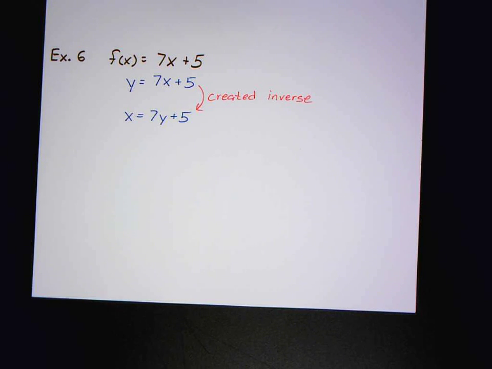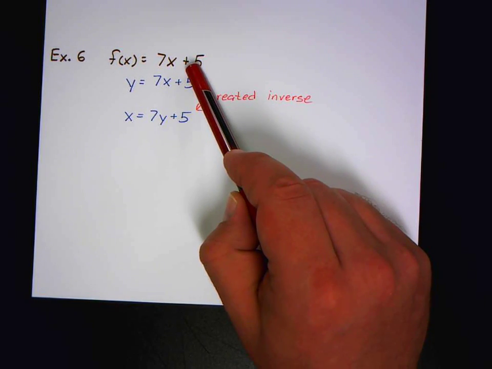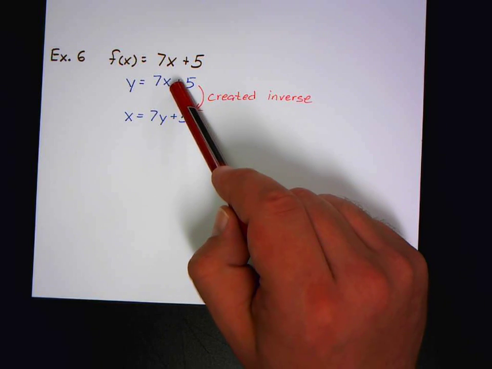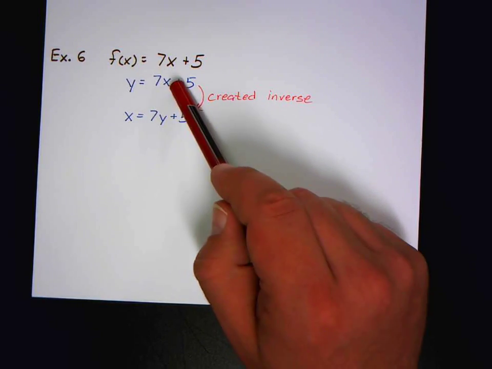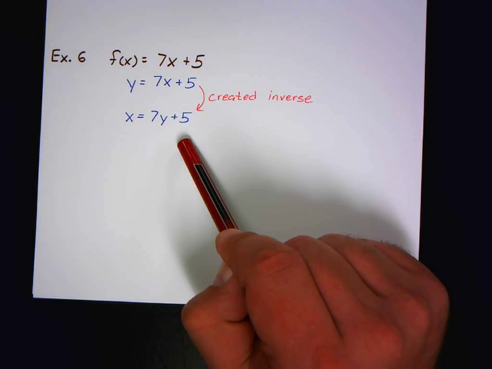Some of our homework problems involve us putting it in point slope order. No. You're going to be given a function like this. You're going to be asked to find the inverse. So your first step is get rid of this and then just switch the x and the y. That has literally created the inverse.